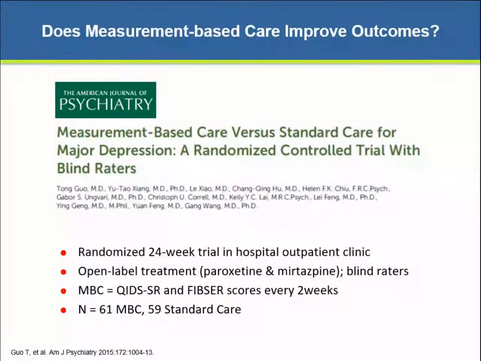The measurement-based care in this study was very simple. They used a patient-rated scale, the Quick Inventory for Depressive Symptomatology scale, the QIDS-SR, and a simple side effect scale, the FIBSR, to measure side effects from the antidepressants every 2 weeks, and the scores were given back to the treating psychiatrists. In this study, they randomized 61 patients to measurement-based care over this 24-week period, compared to 59 patients who received standard care without measurement over the same 24-week period. And they looked at outcomes using standard depression rating scales.